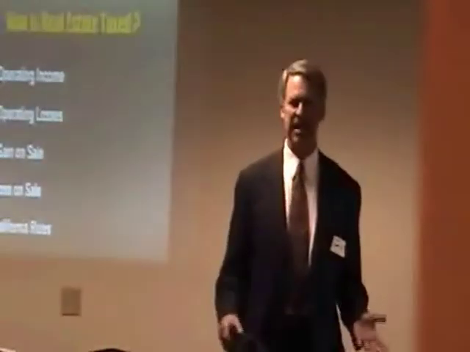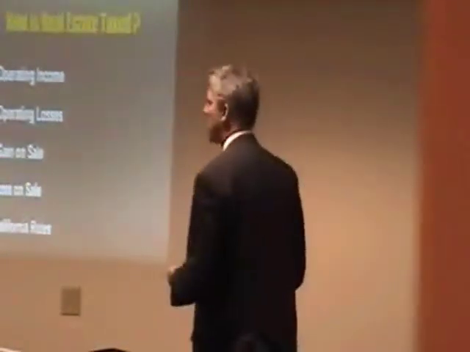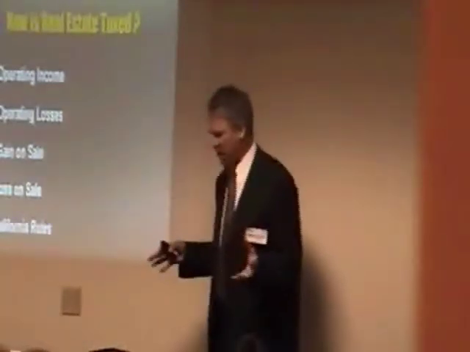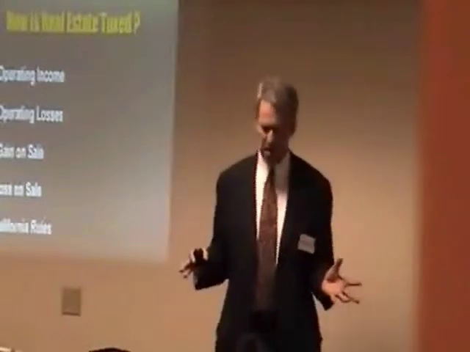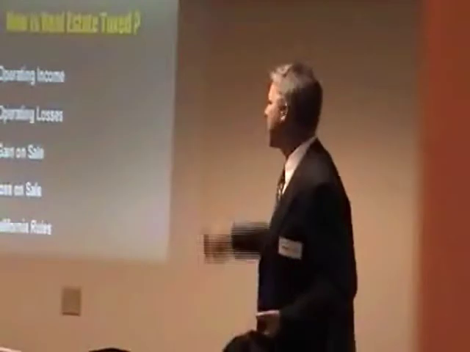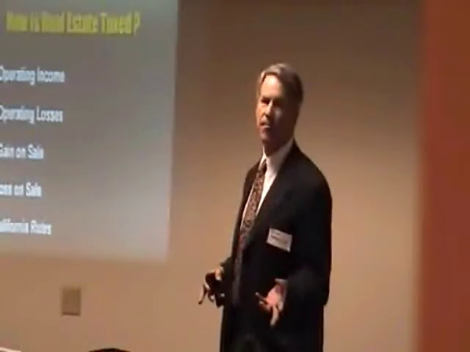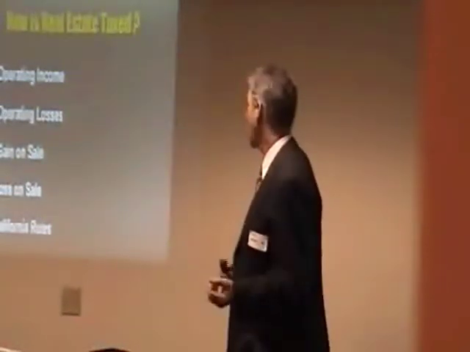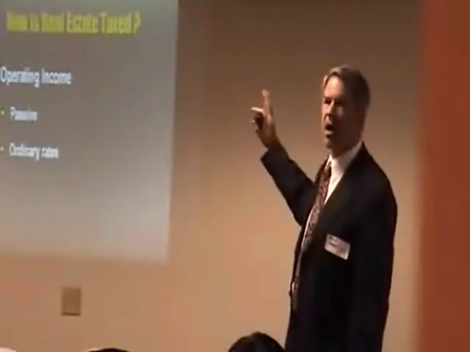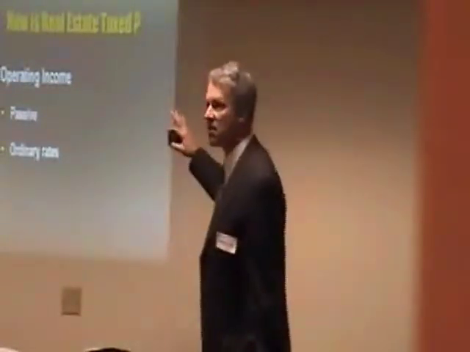How does the government get its fingers into your pocket with regard to real estate? Well, there are two general categories that they deal with, and they're treated quite differently. You have operating income and operating losses, and you have gain on sale and loss on sale. They're treated very differently. Very importantly, the operating income from a real estate investment is considered passive income.